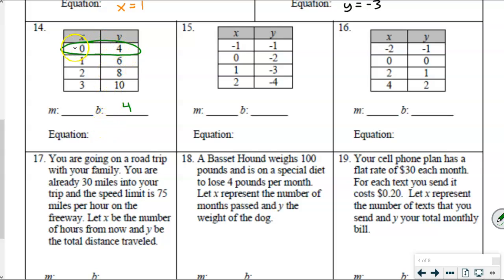Is it always going to be the top row of the table? No, look at number 15. What is the y-intercept? -2. It's when the x is 0, whatever that y value is, -2. Let's go back to number 14.